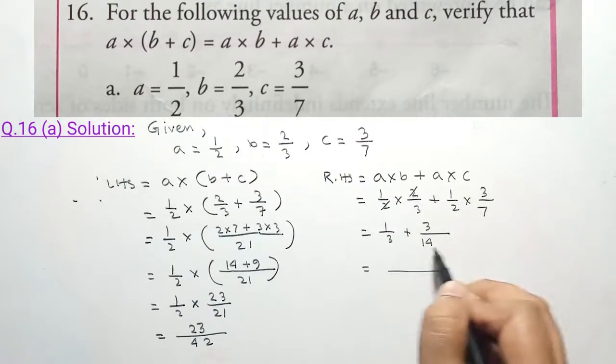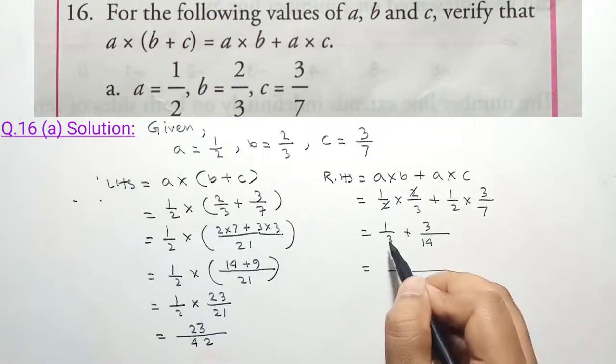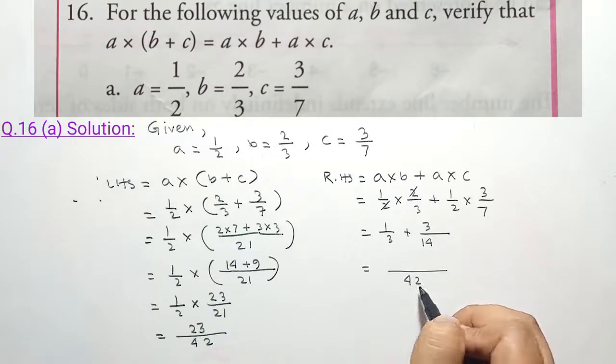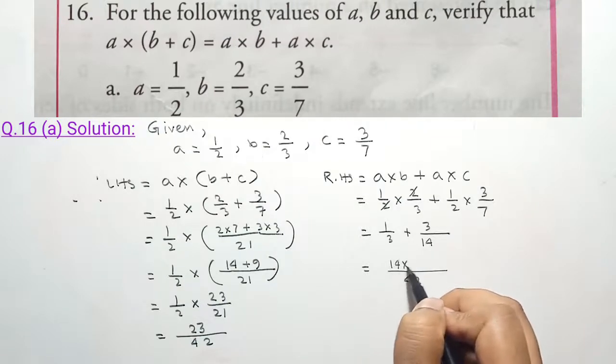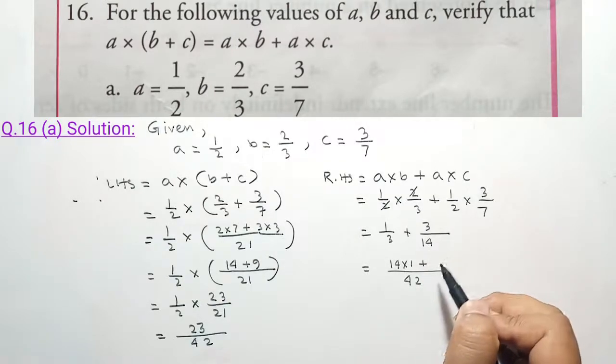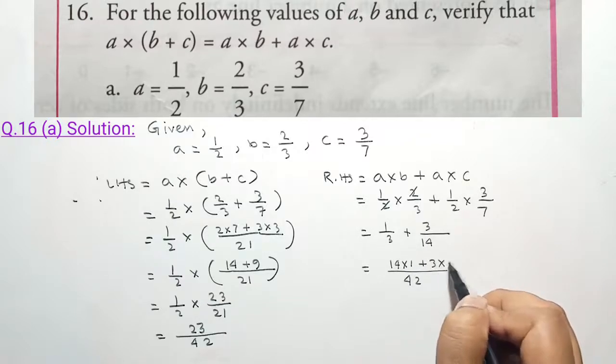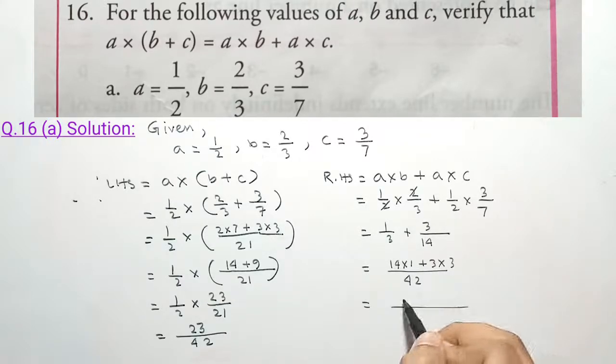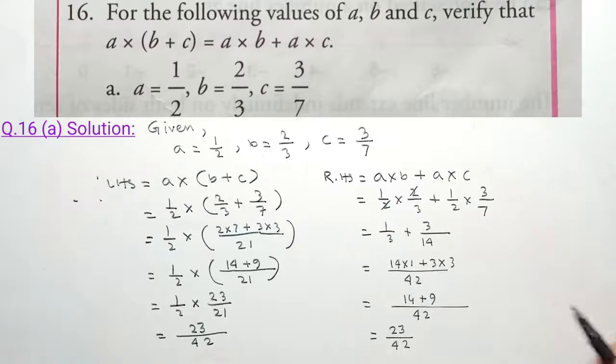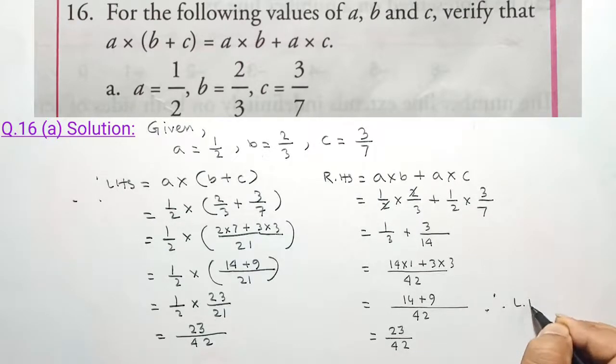So LCM of 3 and 14 equal to 42. So 3 14s are 42, so 14 into 1 plus 14 3s are 42, so 3 into 3. Therefore 14 plus 9 divided by 42. Finally 14 plus 9 equal to 23 by 42. Therefore left hand side equal to right hand side, so verified.